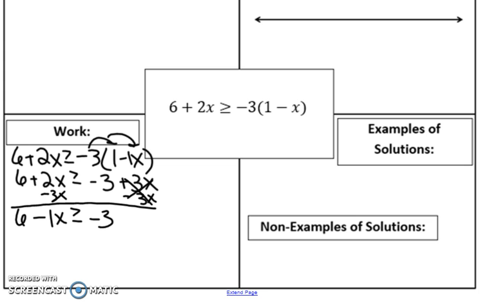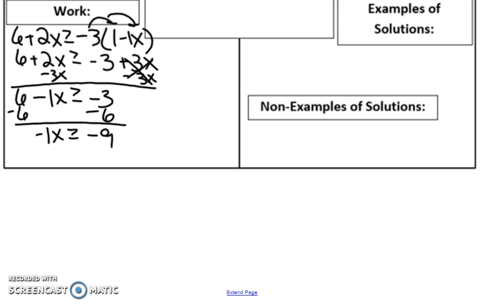Well, since my variables are on the left, I'm going to bring my constants to the right. So I'm going to subtract 6 on both sides. I have negative 1x is greater than or equal to negative 9. From here, because negative 1 and x are being multiplied, I'm going to do the opposite, and I'm going to divide by negative 1. Now, because we are multiplying and dividing by a negative, my sign needs to flip. So now my answer is x is less than or equal to positive 9.